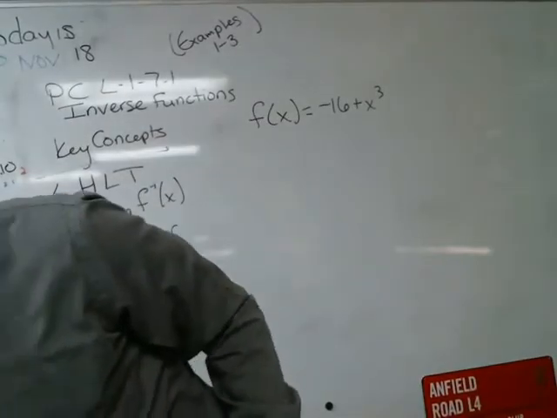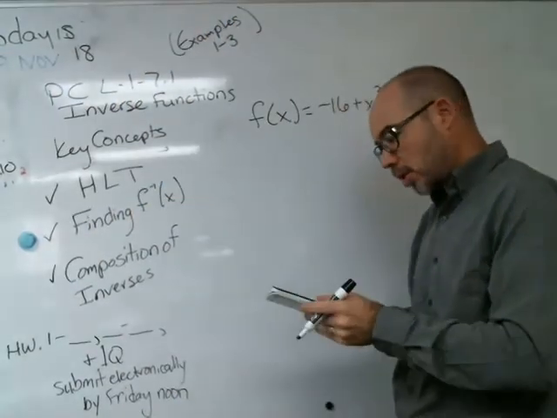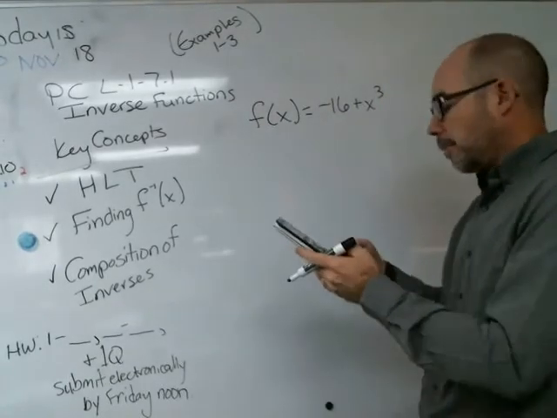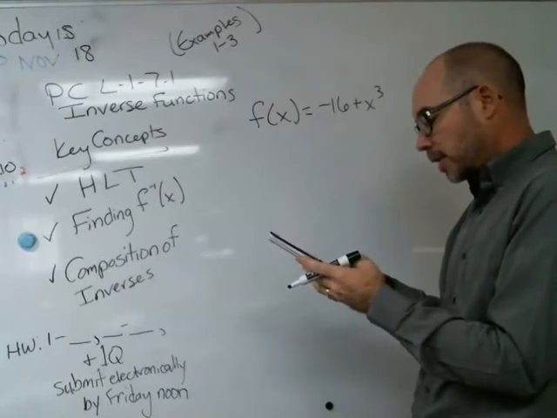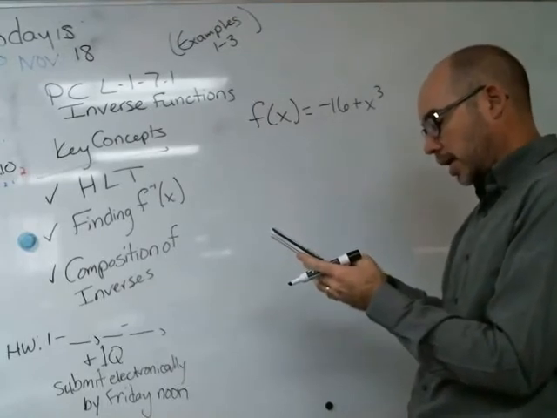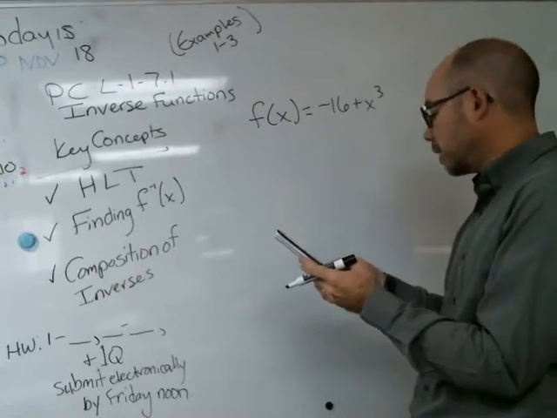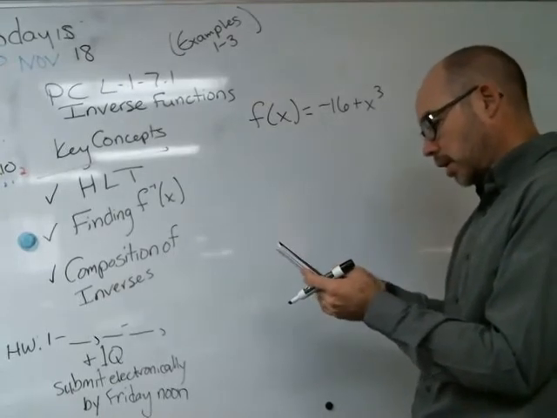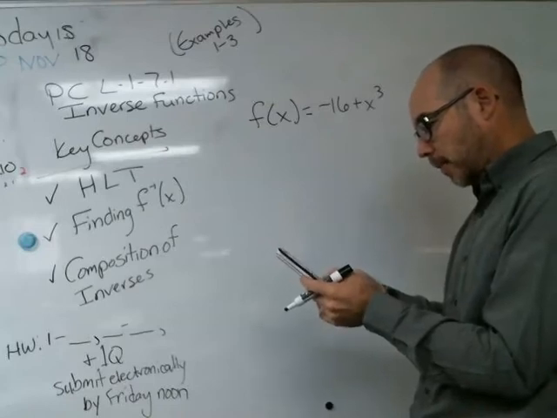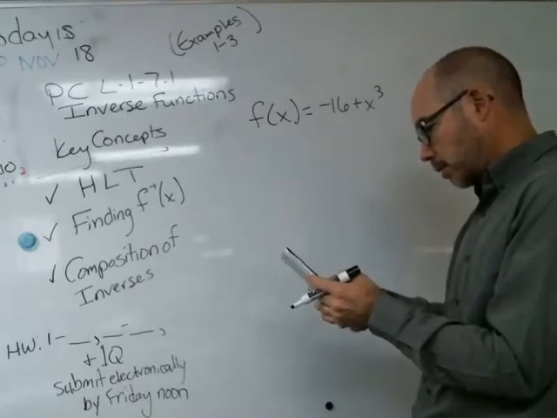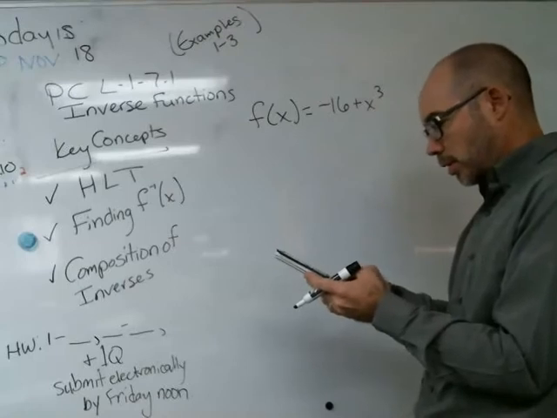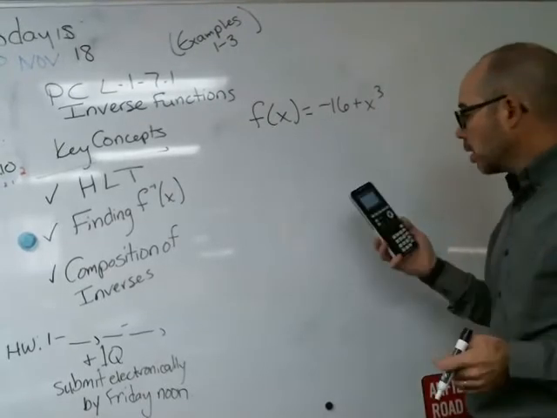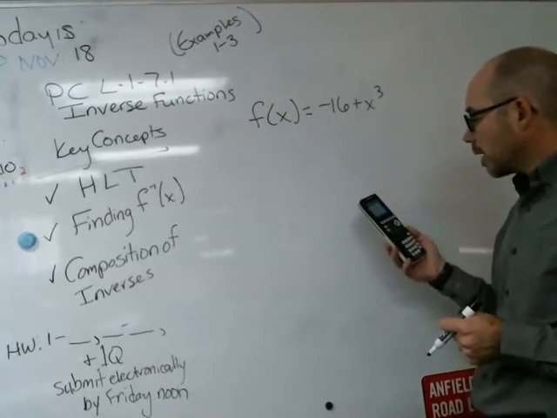Okay, so first it says we should check it to make sure that it has an inverse by graphing it and seeing if it's going to pass the horizontal line test. That way we know that its inverse will pass the vertical line test. Okay, negative 16 plus x to the third. We'll graph it and we'll see what it looks like.